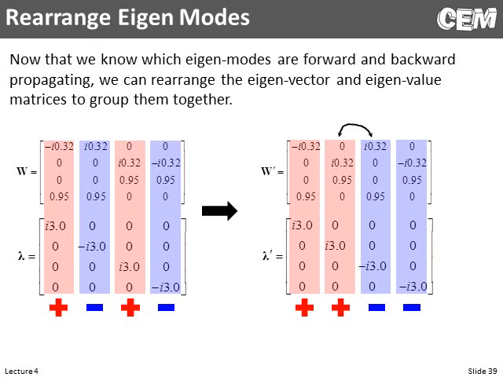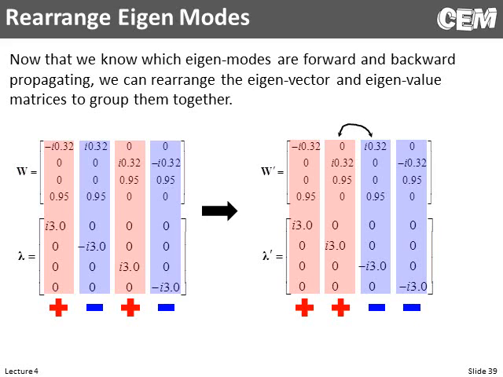So on the left here, we have our original W and lambda matrix. Don't depend on these occurring in any certain order. It just happened to be plus, minus, or forward, backward, forward, backward. It could have been plus, minus, minus, plus. That can happen, so you can't depend on any kind of order. But what we want to do is sort them. So the first two columns are going to be our forward waves, and the second two columns are going to be our backward waves.